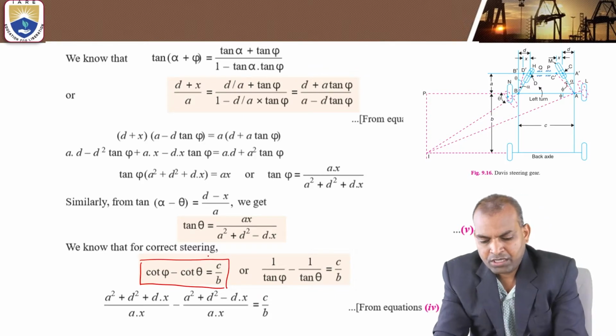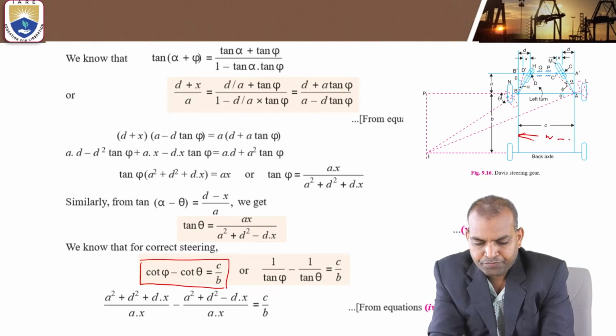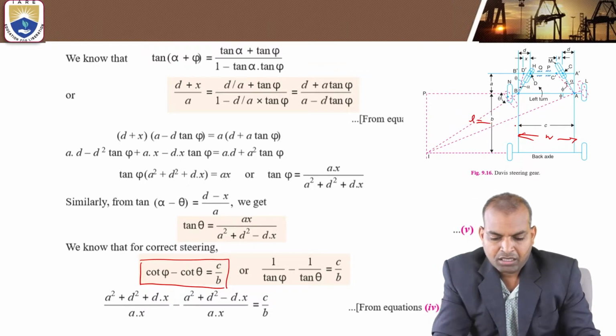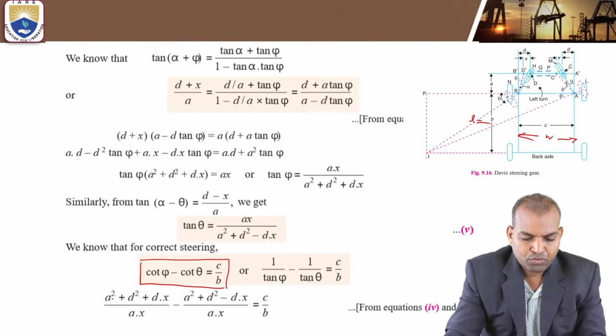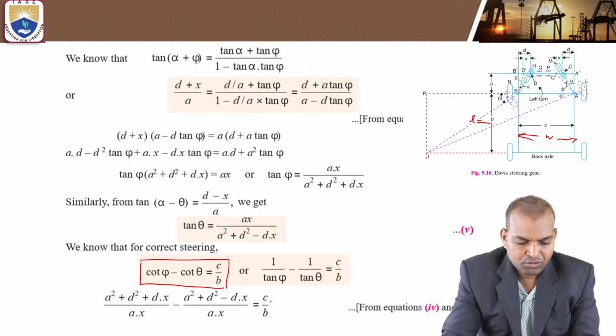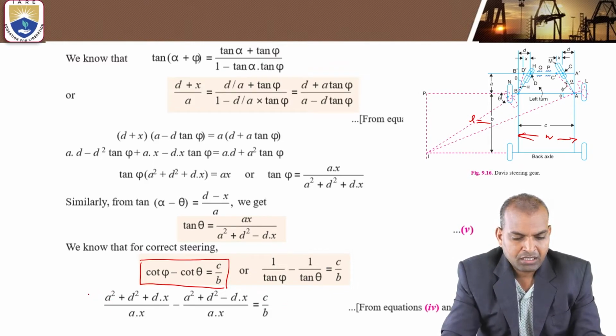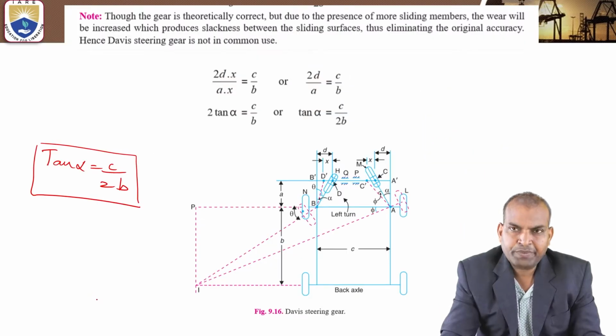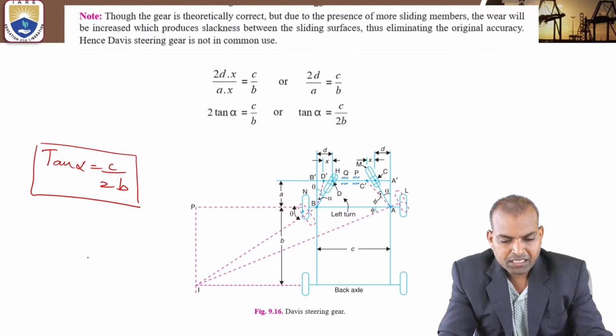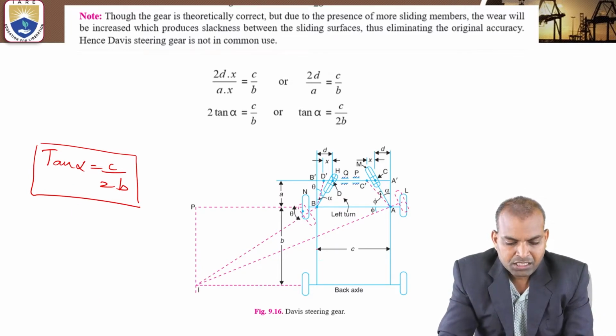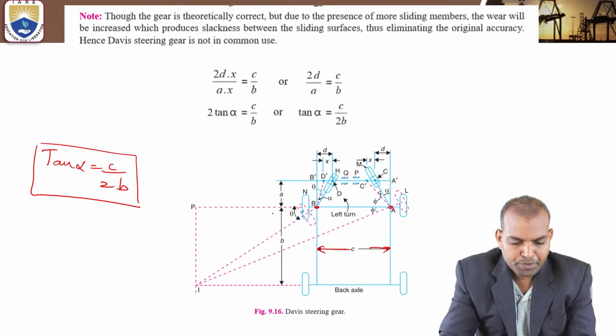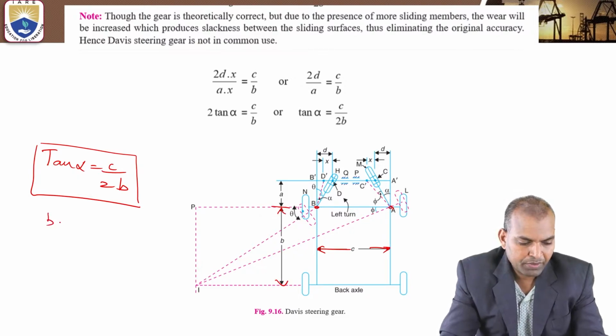In some of the books they follow W and L, or C and B. So 1 by tan phi minus 1 by tan theta equal to C by B. After substitution of tan phi and tan theta, the equation obtained is tan alpha equal to C by 2B, where C is the distance between the two pivot points and B is the wheel base.